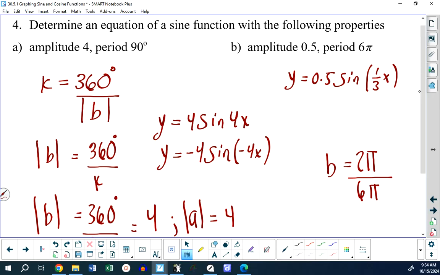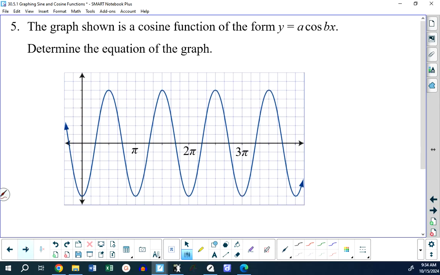Any questions with 4a or b? Okay. This is a cosine function of the form f of x or y equals a cos bx. We need to determine the equation from the graph. This is kind of like question 4 with a twist. In question 4 you're told the amplitude and you're told the period. Here we have to figure out what the amplitude and the period are.